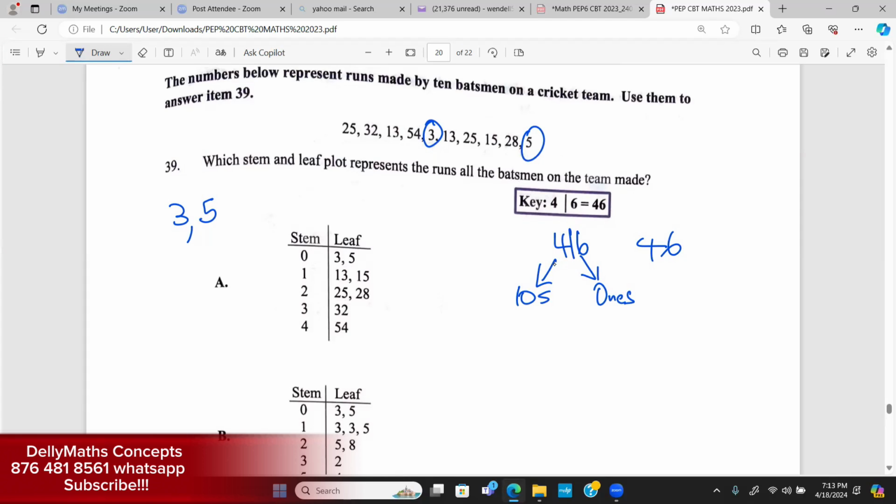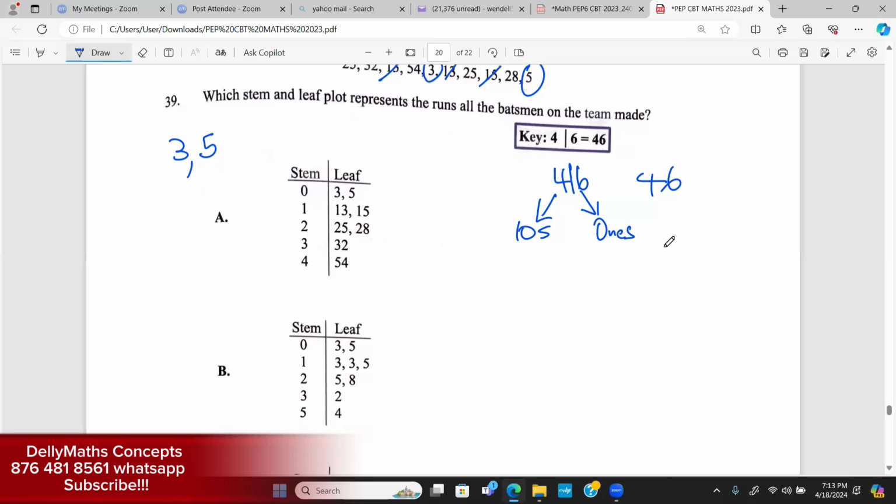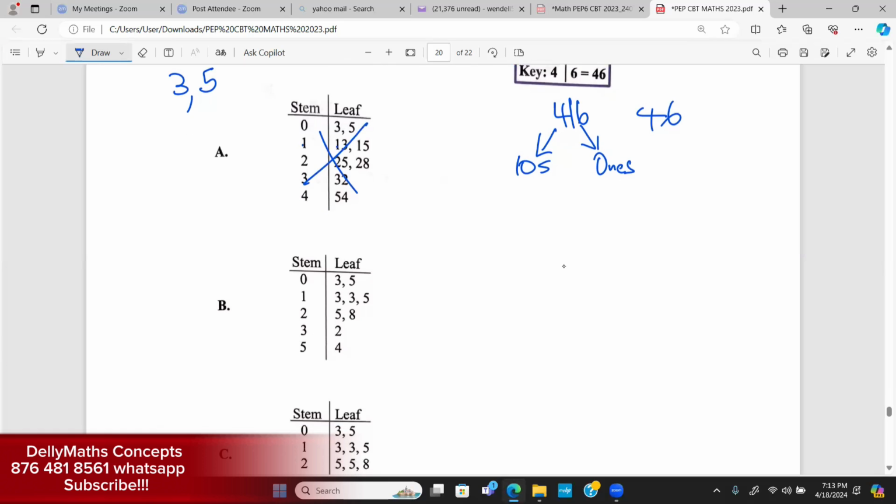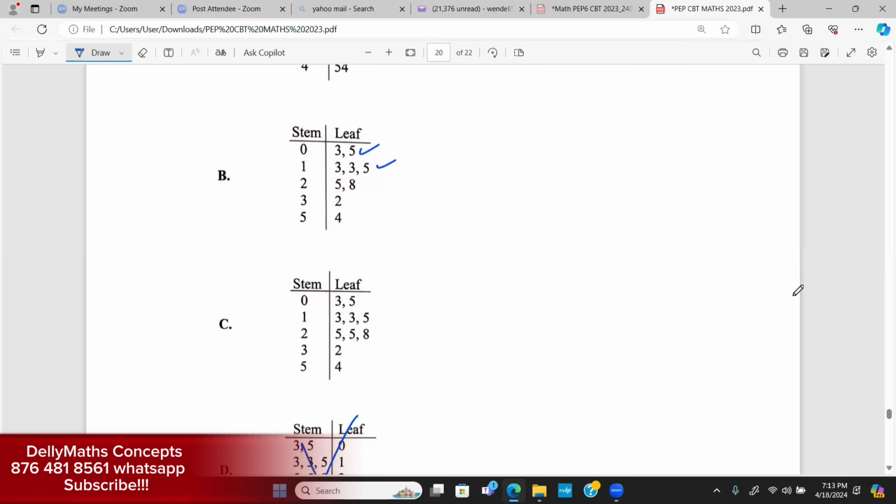Let's look again. We are seeing 13, 2 13s, 1 15. So we're looking for 2 13 and 1 15. That means we're looking for 1 3. This is not 13 here. The 1 will be a 3, so this is out. You're looking for 1 3 1 3. This is looking so good. This look good, that look good. This look good, 2 13 1 15. So we're looking at B and C now.